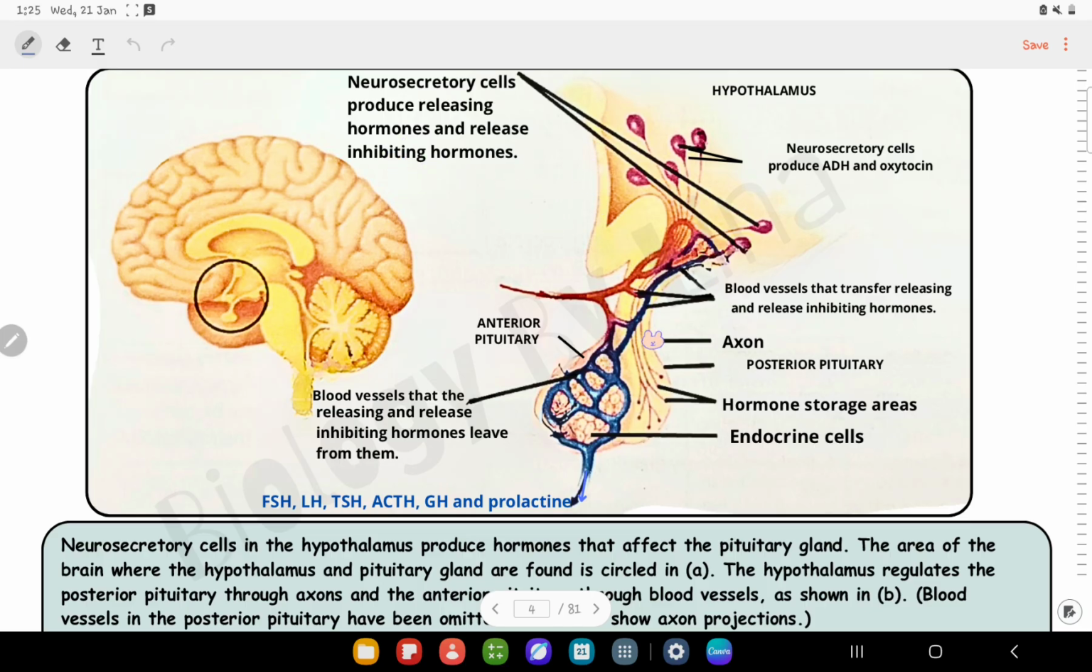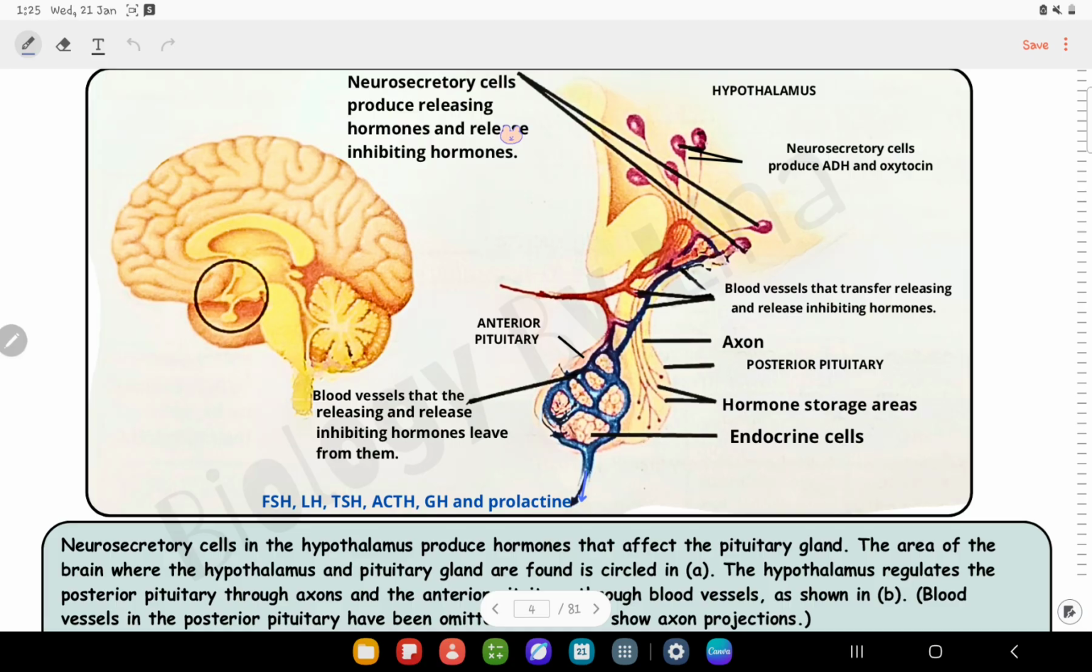The hypothalamus is connected to the pituitary gland through this short stalk, and we can say the hypothalamus regulates the anterior pituitary through these blood vessels, and the hypothalamus can regulate the posterior pituitary through these axons of the neurosecretory cells that are located in the hypothalamus. So again, these neurosecretory cells are a type of nerve cells that secrete hormone. What are the hormones that are secreted by these neurosecretory cells? They are ADH and oxytocin, with RH and RIH.